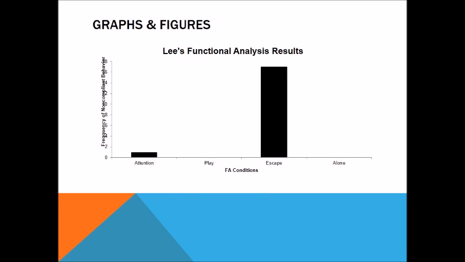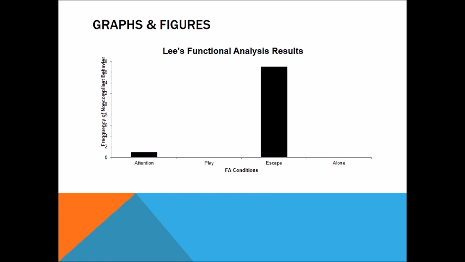Out of all 4 conditions, it is easy to see that escape was the condition that maintained the non-compliant behavior. It is also inferred that the escape was due to demands placed in the classroom. The results we see here in Lee's bar graph were also replicated in Teresa and Jordan's functional analysis.